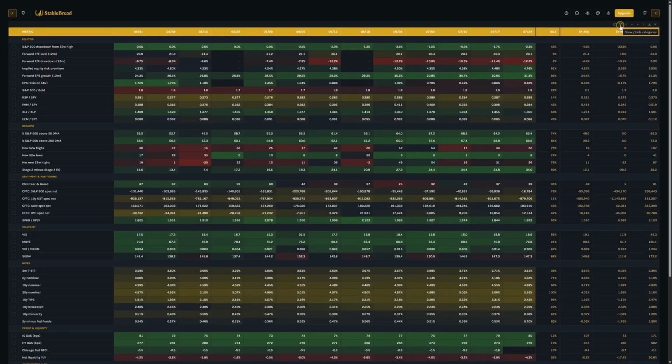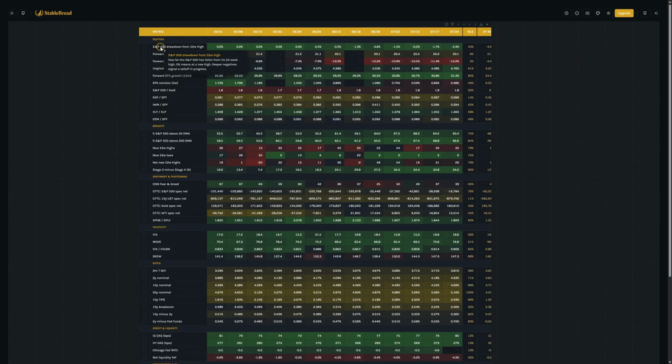Now let me talk about each of the 9 categories more closely, starting with equities. Equities tells us how expensive the market is and what's actually driving it. So we have the S&P 500 drawdown from the 52-week high. It's just how far the index has fallen from its highest point in the past year. 0%, like it was a few weeks ago, just means we're at a new high. And the more negative it gets, the deeper the decline.